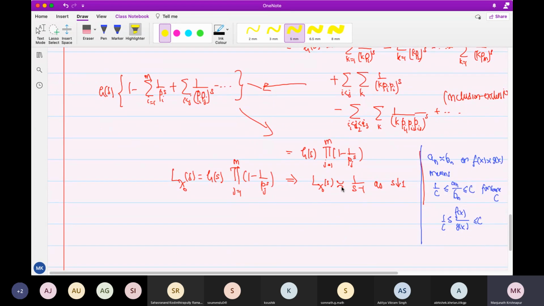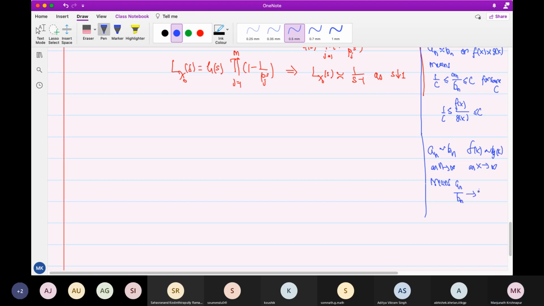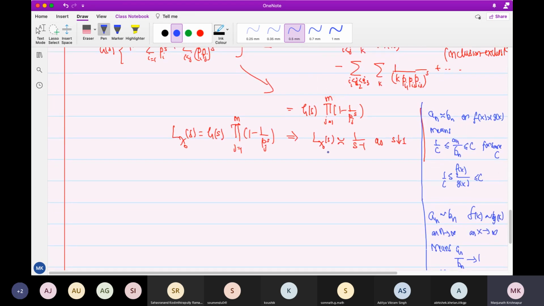So here, by the way, I'll introduce another notation, also already introduced, the wiggle. So when we write a_n wiggle b_n, or f(x) wiggle g(x), usually we have to say as n goes to infinity, or as x goes to infinity or 0 or something, it means the ratio goes to 1. It's an asymptotic relation.